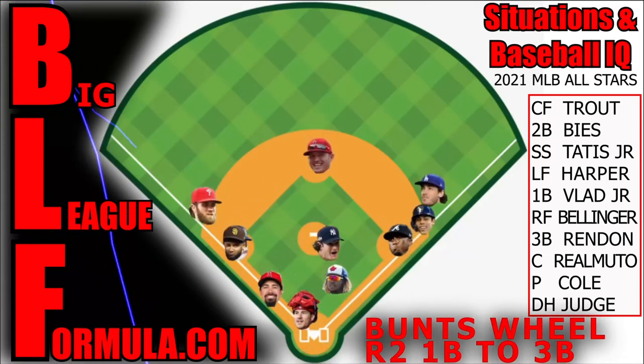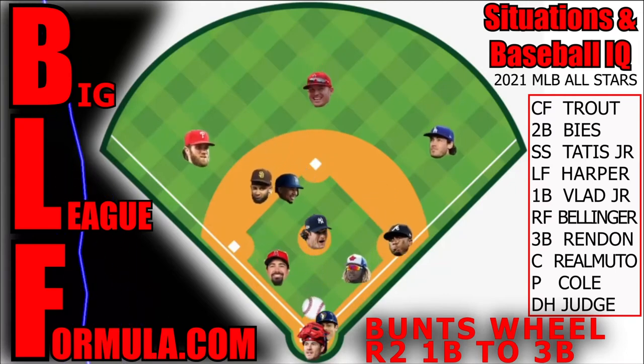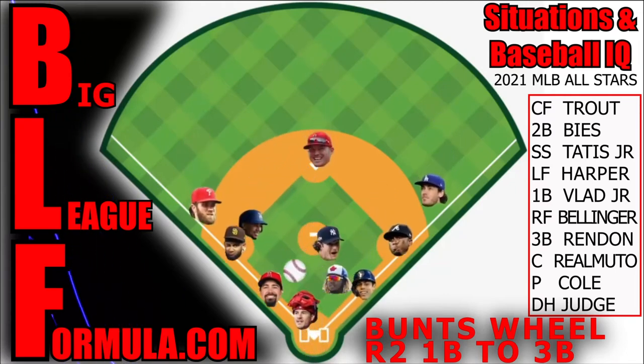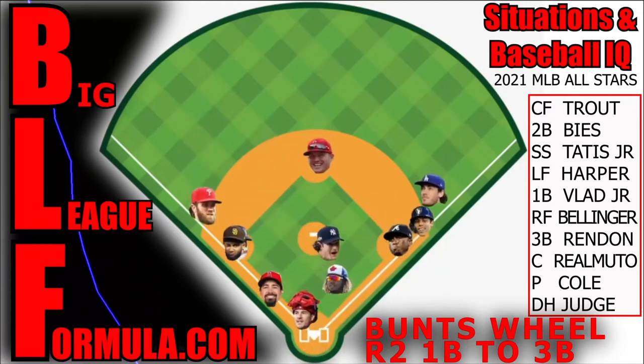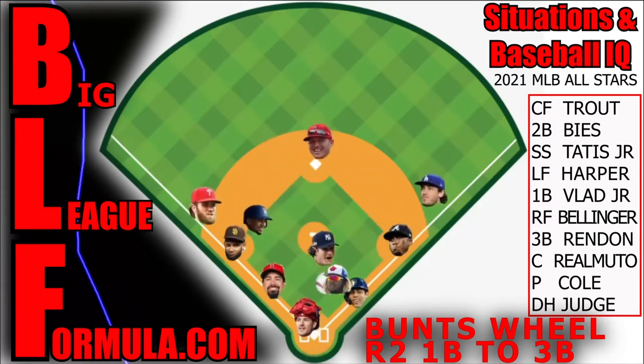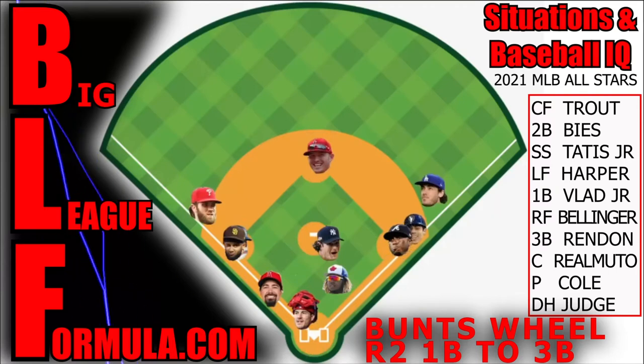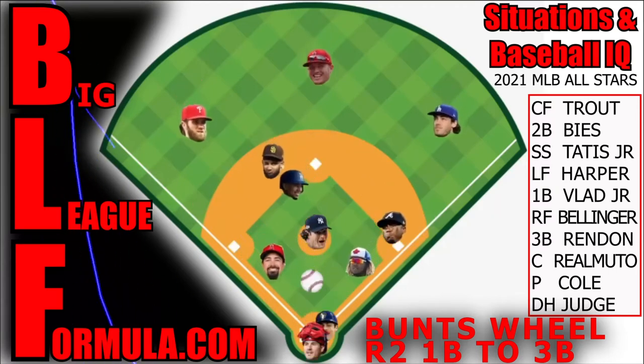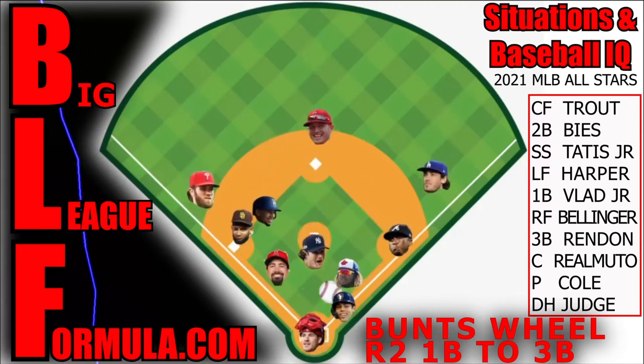It's at that time that you see Tatis Jr. sprint and beat the base runner at second to third base to get the out. This is perfectly executed. This is so good. Mookie, I don't know how they got you, but they sure did. Great job, guys.